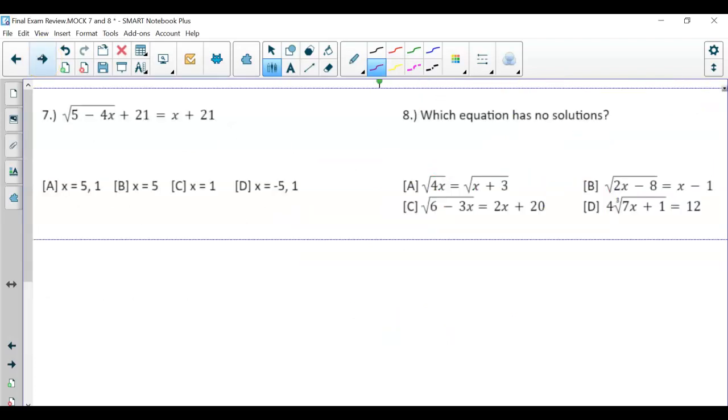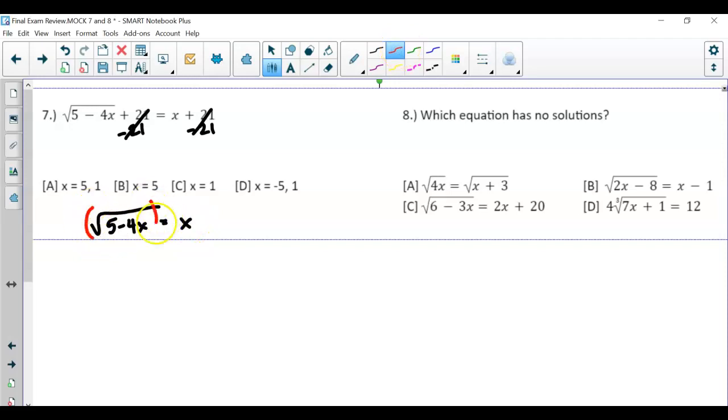So now in number 7. Here again, we're just solving for our radical. But now notice this radical is not by itself. We're adding 21 outside of it. So here I need to subtract 21 now from both sides. Now I've got here the square root of 5 minus 4x is equal to, notice that's just 0. So really it's just equal to x.